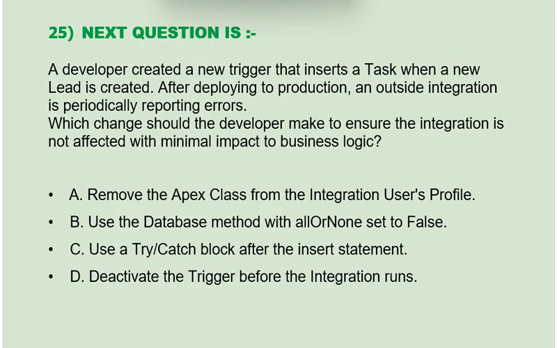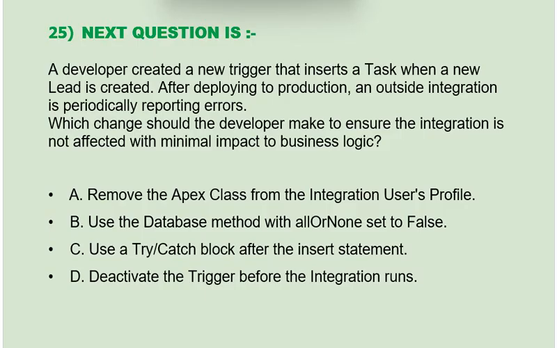Question is, a developer created a new trigger that inserts a task when a new lead is created. After deploying to production, an outside integration is periodically reporting errors. Which change should the developer make to ensure the integration is not affected with minimal impact to business logic?